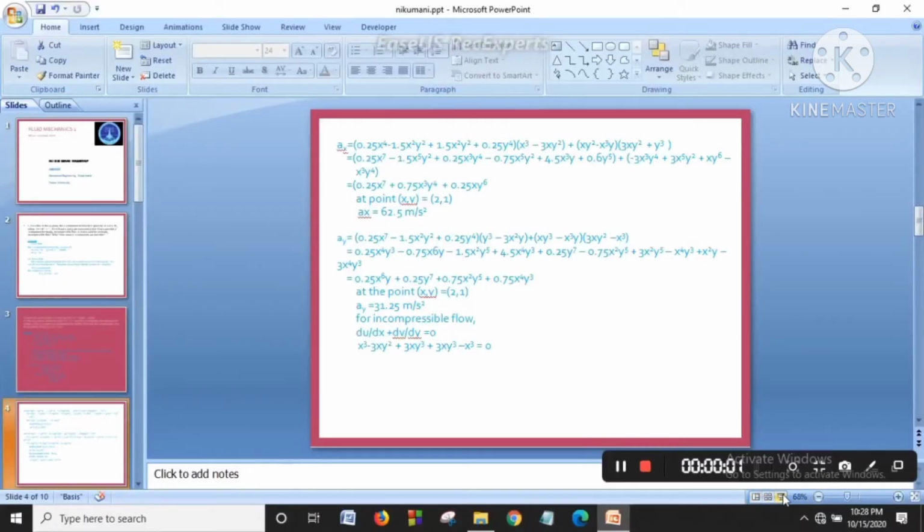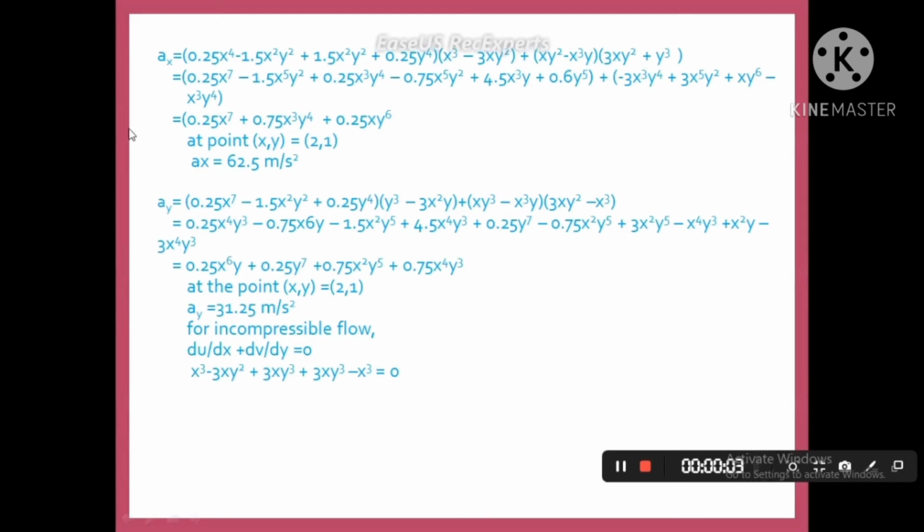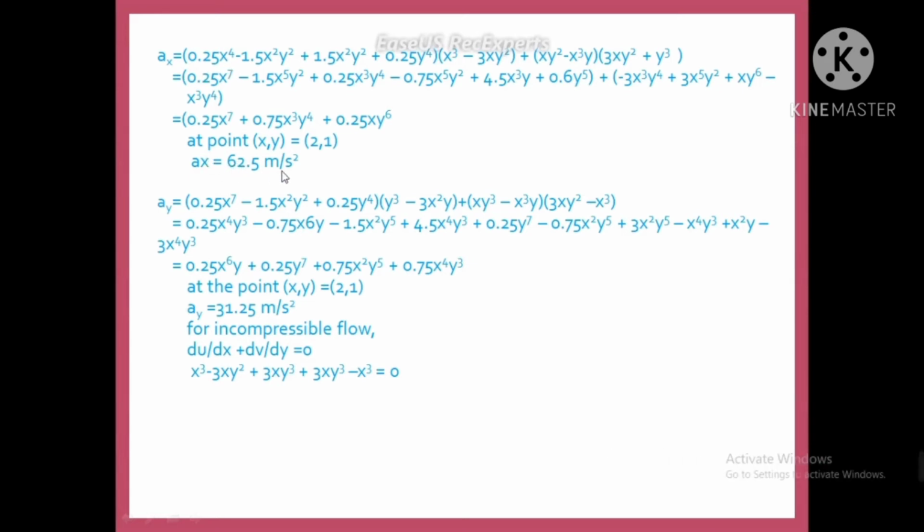After putting the value of a, we get ax equal to 62.5 meter per second square, ay equal to 31.25 meter per second square. For incompressible flow, du by dx plus dv by dy equal to 0. So we get the terms in x cube, 3x y square, and y cube summing to 0.